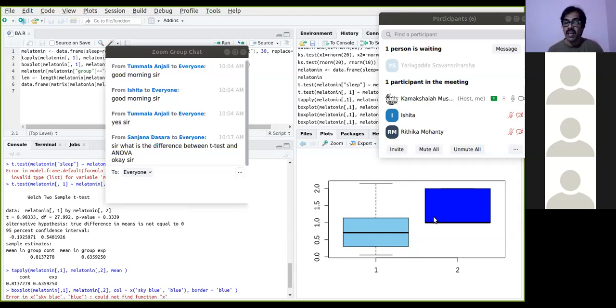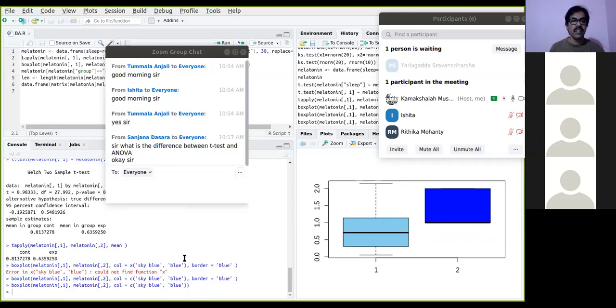But the visuals show some little difference. But that difference, whichever we are seeing in the diagram, is not statistically significant. As per statistics, it is not significant. Though there is some difference, it is not significant, which means it's not important, kind of thing.